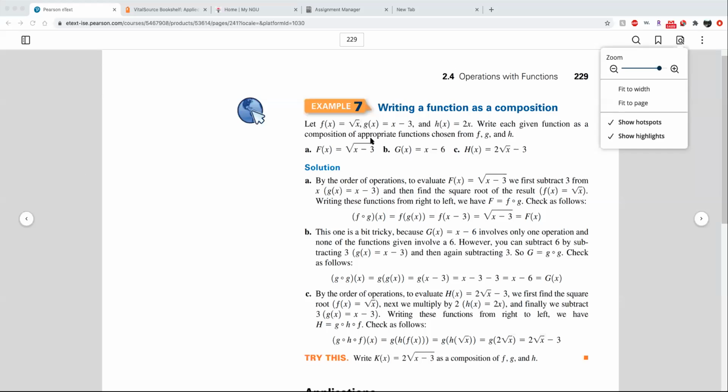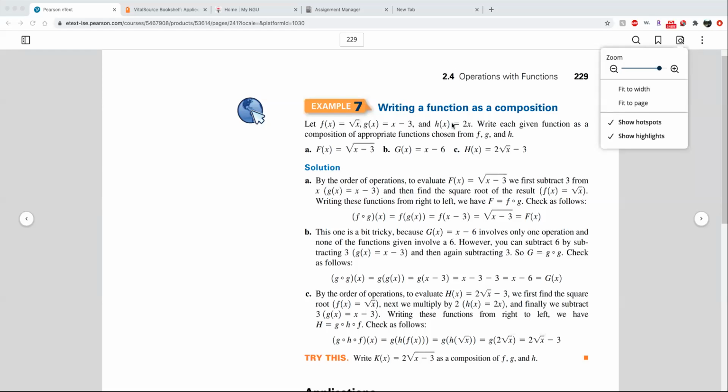All right, so example 7. f, g, h are given as equations, and write each given function as a composition of appropriate functions chosen from f, g, and h. The problem is really interesting because normally, the problem asks you to figure out the composition of f and g, or g and f, or f and g and h, but this is completely backward. The result of composition is given.